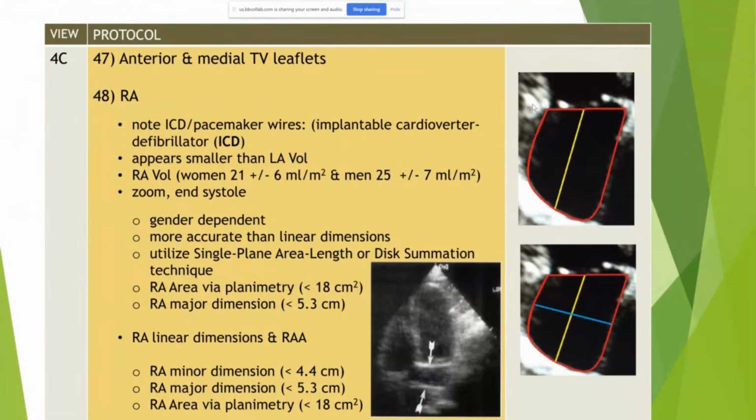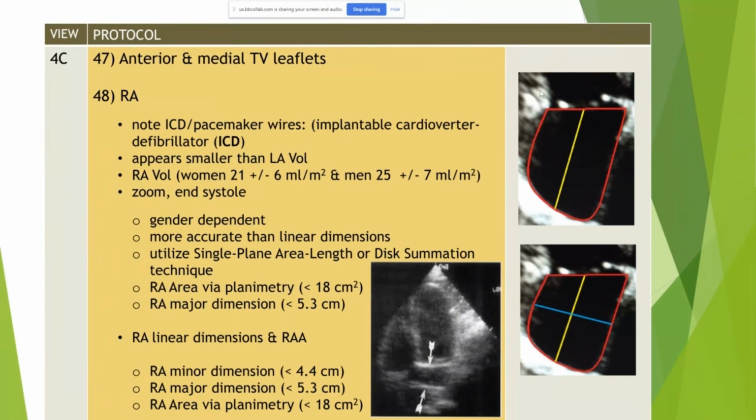And when it comes to RA volumes, some people don't have those numbers memorized. It would be better if you memorize the dimensions, because most people who are working don't memorize the volume. Remember, it's going to be based on whether the person is a man or woman, and the volume measurements are always more accurate than the linear measurements. When we do planimetry, remember the word planimetry is a tracing. This tracing that we do is called planimetry.